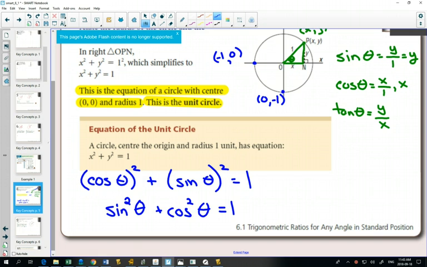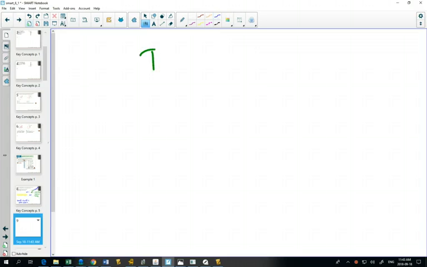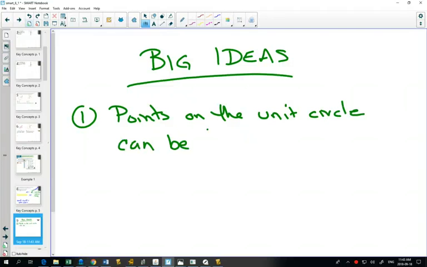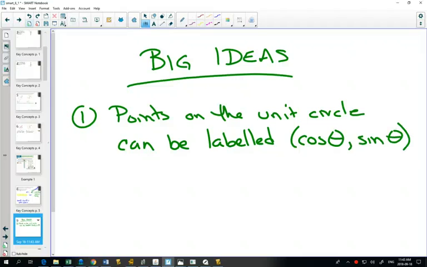So on the bottom of our next page, why don't we start summarizing them? Big ideas, we'll write. If you turn to the next page, 470, there's some space at the bottom. Big idea number 1. Points on the unit circle can be labeled as cos theta, comma sine theta. And that was based on that triangle that we drew that said any x coordinate is cos theta, any y coordinate is sine theta.